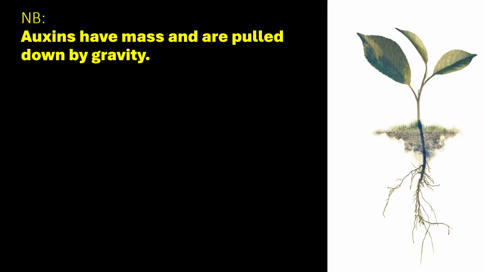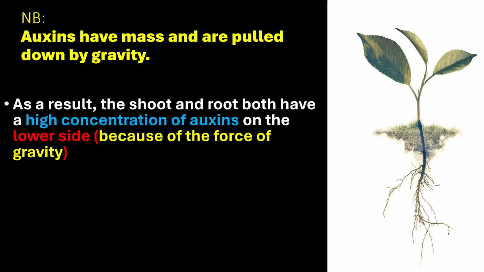So we have a plant here. Let us look at some basic facts about auxin. Auxins have mass. It means they have weight, they have density, and therefore they are pulled down by gravity. Because of that, the shoot and the root both have high concentration of auxins on the lower side. This is the shoot. Because auxins are liquid and they have mass, they always flow downwards. Hence, there are more auxins. This is the lower part of the stem. This is the upper part of the stem. So there are more auxins here than here.